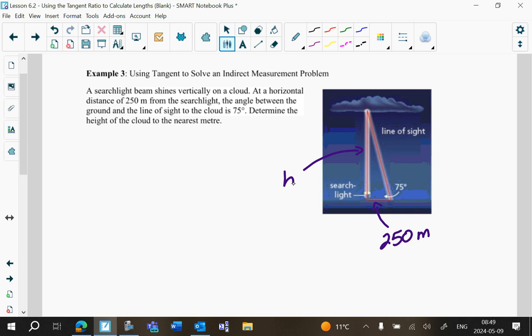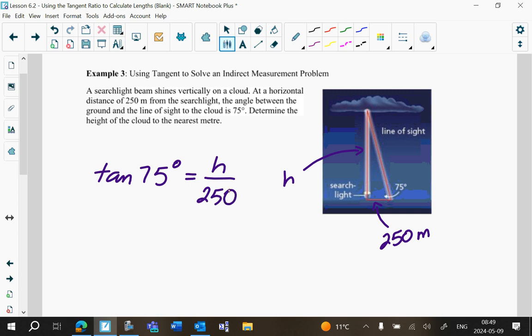Okay. So now that I've got all my information labeled correctly, I can set up my trig equation. Anybody want to take a shot at it? Yamna? Tan 75 degrees. Perfect. Well done. That's it.